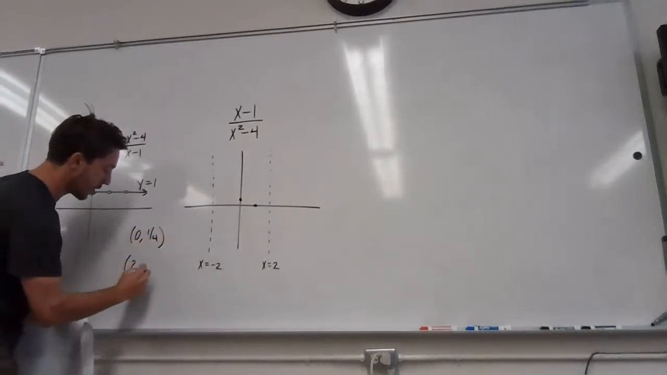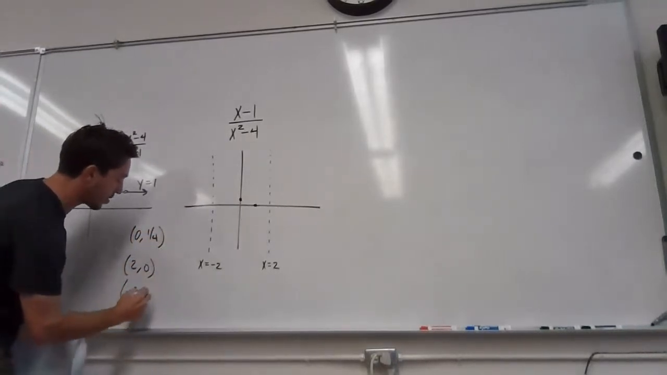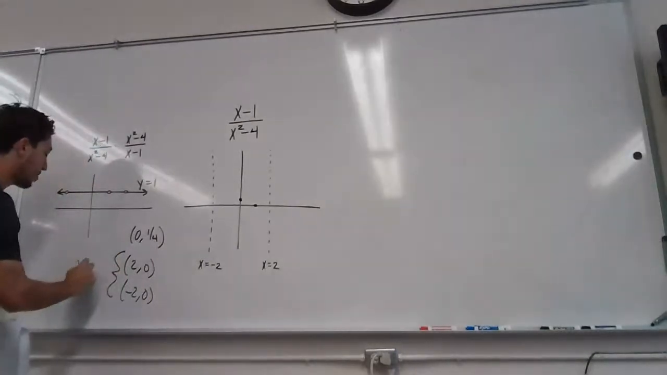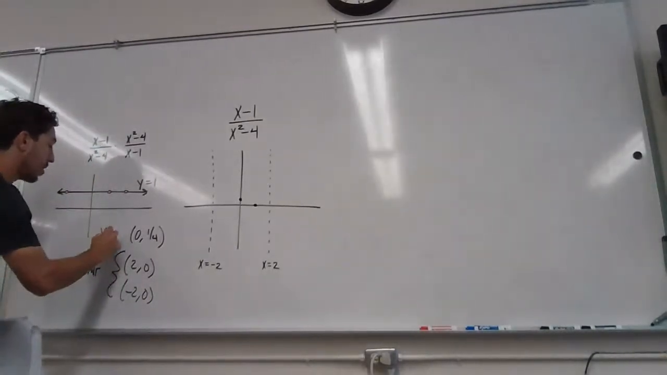I get the point (2, 0). I get the point (negative 2, 0). So those are my x-intercepts. That's my y-intercept.